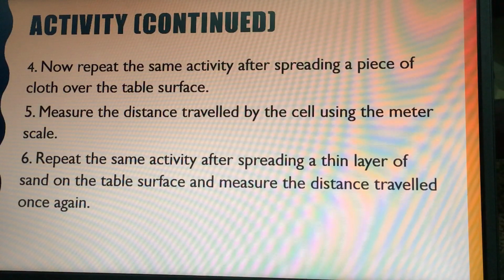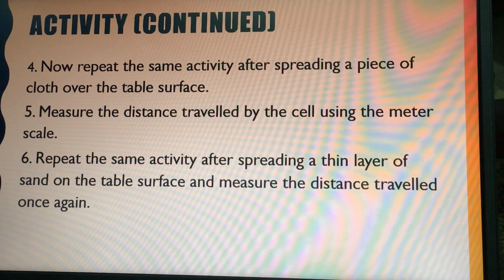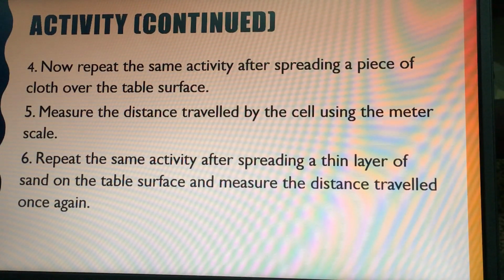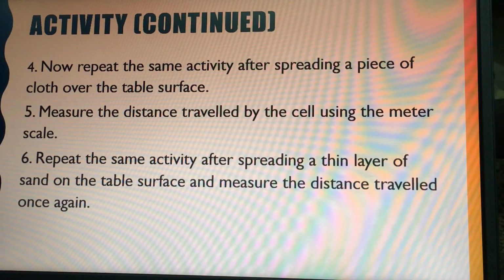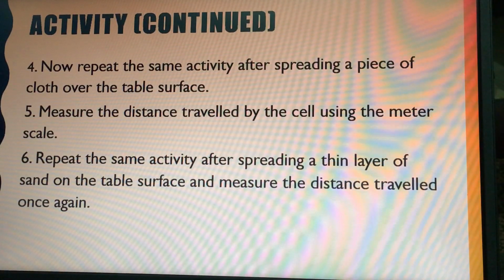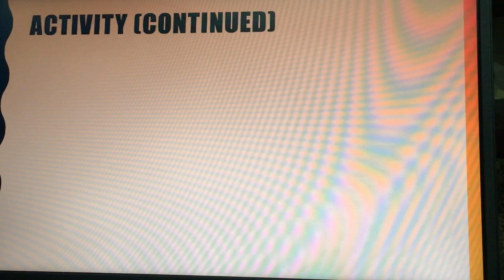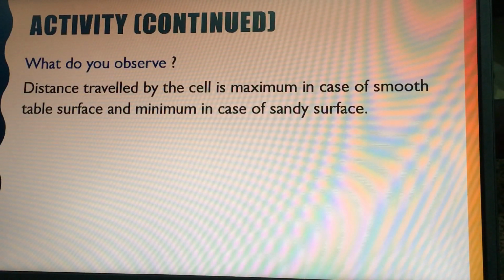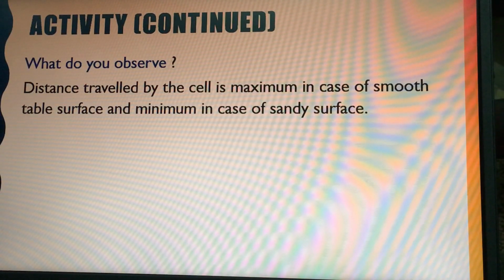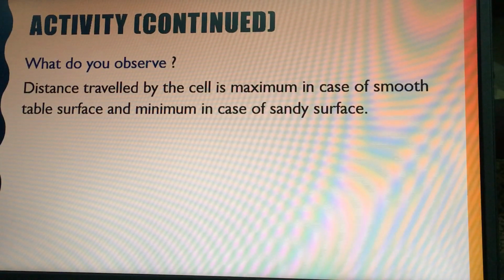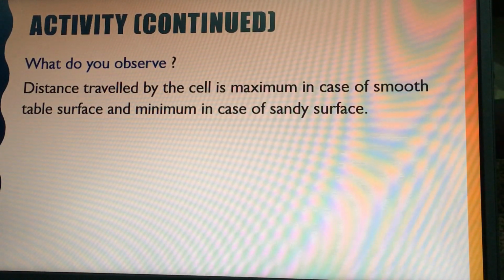In the first case you have taken a smooth table surface, in the second case a piece of cloth, and in the third case a thin layer of sand. And when you note down all the readings, you need to observe the difference in the readings. So the distance travelled by the cell is maximum in case of smooth table surface and minimum in case of sandy surface.